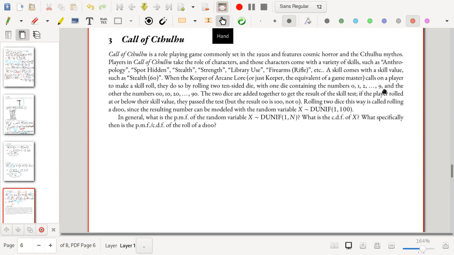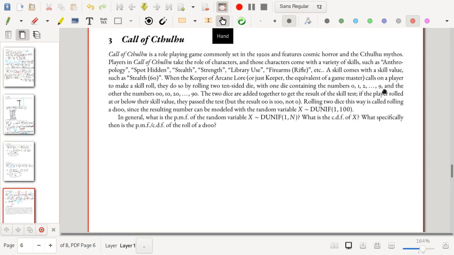If the player rolls at or below their skill value, they pass the test, although be aware that 0, 0 and 0, you add them together, you think that's 0, but no, that's 100. Just because they said so. That is the one exception. Rolling two dice this way is called rolling a D100, since effectively it's as if you're rolling a 100-sided die. The resulting number can be modeled with the random variable x, which is following a discrete uniform distribution with minimum of 1 and maximum of 100.